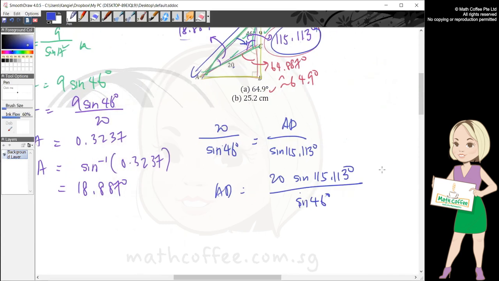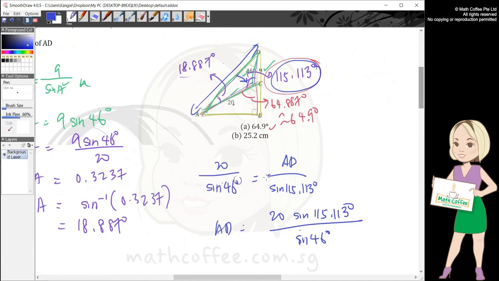Take note, students. A lot of students are always lazy and don't want to write the degree. But you must understand that when you write sine 46, you are telling me this 46 is radian. You haven't reached radian yet. You're going to learn arc length and sector area soon, which is usually in Sec 3, after all this further trigo. Then you will learn something called radian, and radian is just the unit.